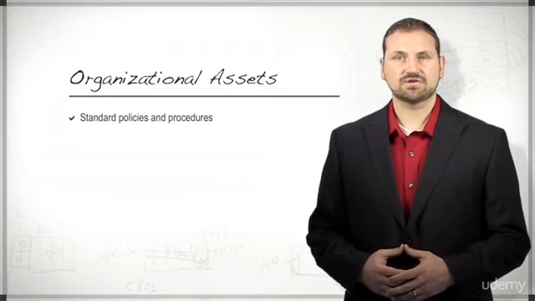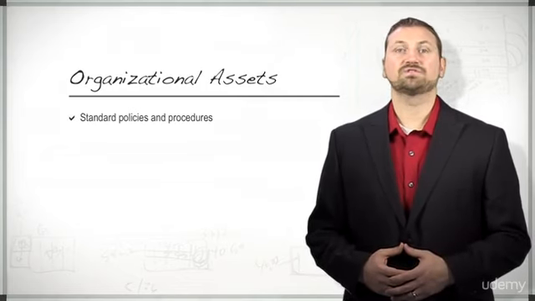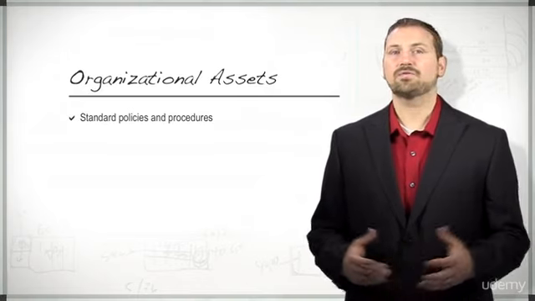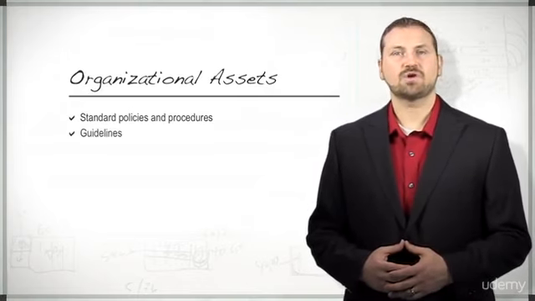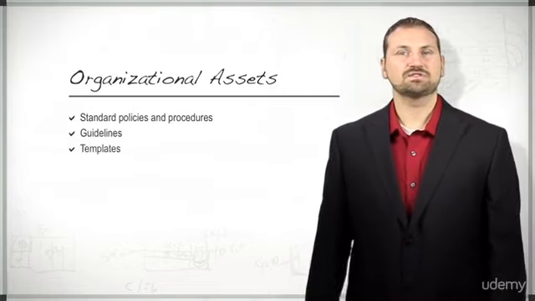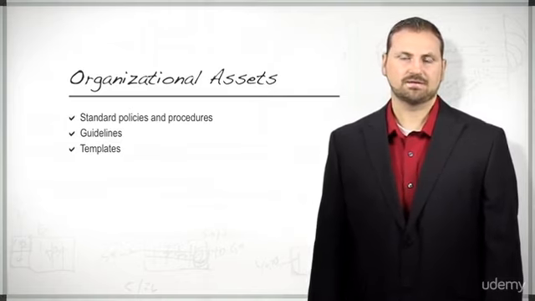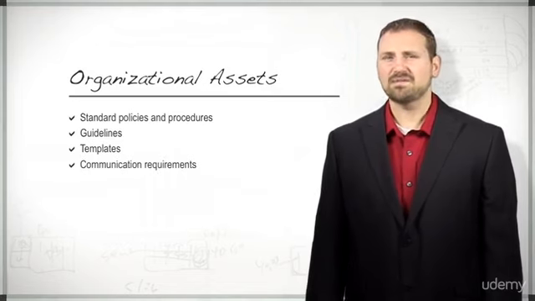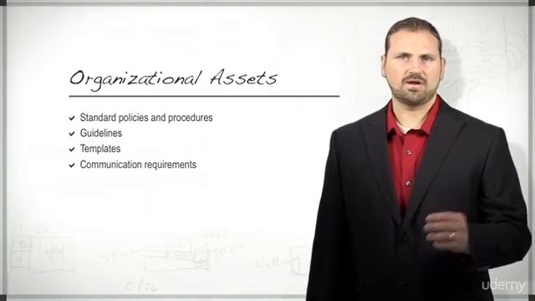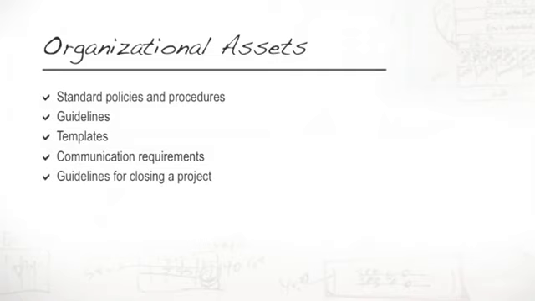Standard policies and procedures are corporate policies such as safety, ethics, project management, project lifecycle, quality, audit, and any other firm-wide standard. Guidelines are instructions, proposals, evaluation, and performance measurements. Templates are project templates such as the work breakdown structure, the network diagrams, and contract templates. Communication requirements are types of communications, frequency of communications, and methods of communications. Guidelines for closing a project include post-implementation reviews, evaluations, validations, and sign-off processes.